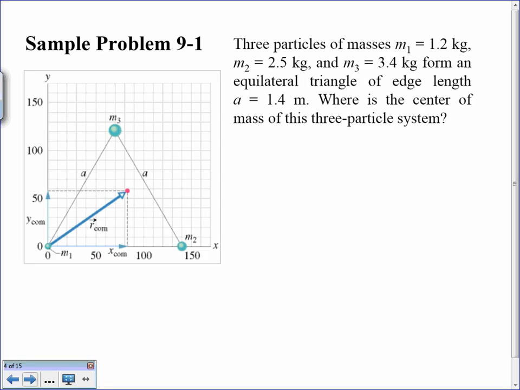And so if we look at an example problem, we have these 3 particles. M1 is located at the origin and has a mass of 1.2 kilograms. M2 is 2.5 kilograms, and it's located at 1.4 meters along the x-axis. So again, in the drawing, those are marked off in centimeters, but it is at a position of 1.4 meters. And M3 is 3.4 kilograms. Again, these are on the corner of an equilateral triangle with edges of length 1.4 meters.